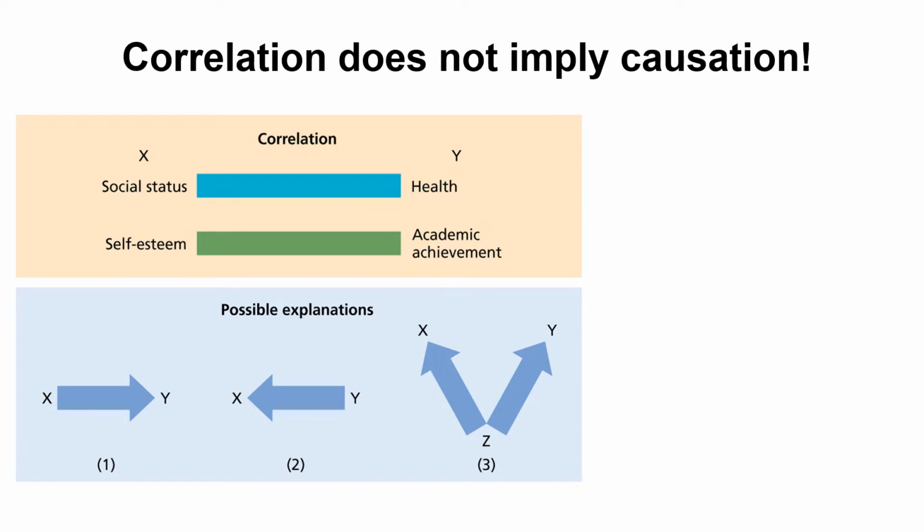As always, I have to repeat this. Correlation does not imply causation. Just because two things like social status and health are correlated does not mean social status is causing an increase in health, or an increase in health is causing an increase in social status. It's likely some third factor is affecting both of those, like your family, how you're raised, that type of thing. Self-esteem and academic achievement, the same thing. There is a correlation between them, but is self-esteem causing academic achievement? Is academic achievement causing higher self-esteem? Or is it something else that's causing both?